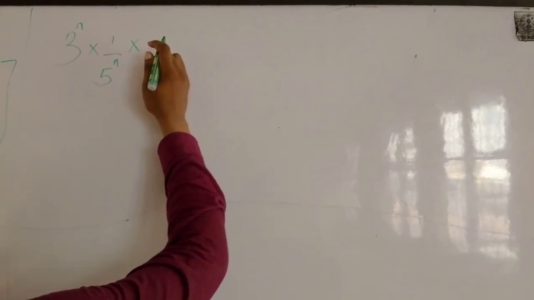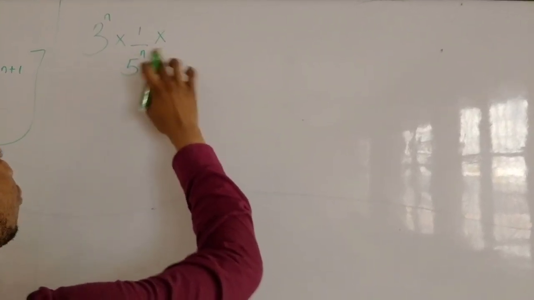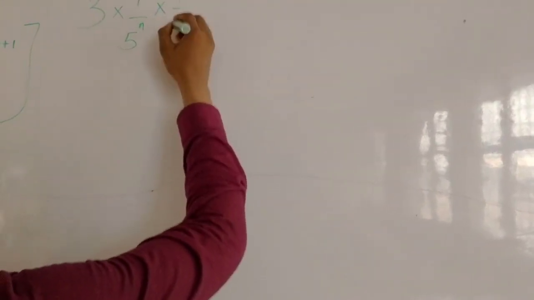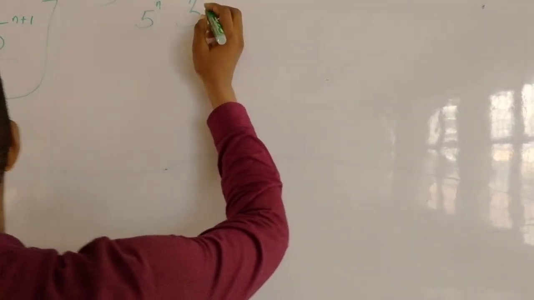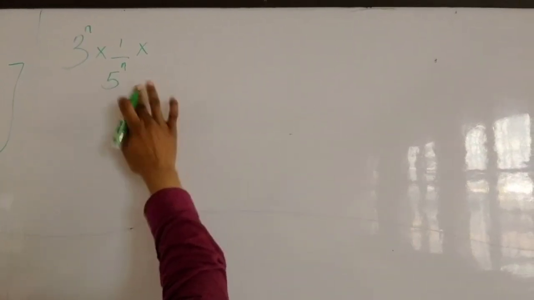Everything again will be multiplied by this. Okay, so what I'm left with here is 3 raised to power 1. Sorry, 3 raised to power 1, not 1 over 3.